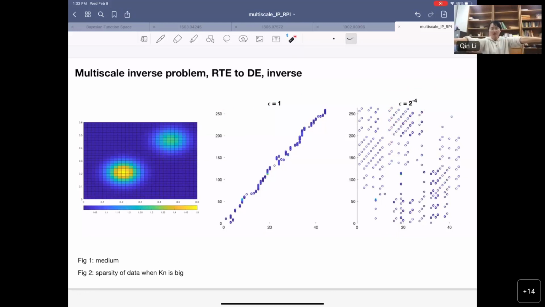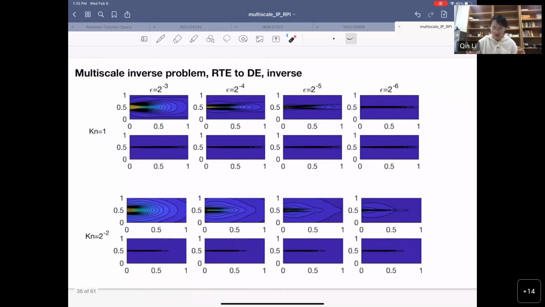If your information gets diffused out, then the reconstruction is very bad. So that's very physically intuitive. So this is another experiment to confirm the same story. When the Knudsen number is 1, your laser is very similar to the so-called X-ray, which is the well-posed problem.